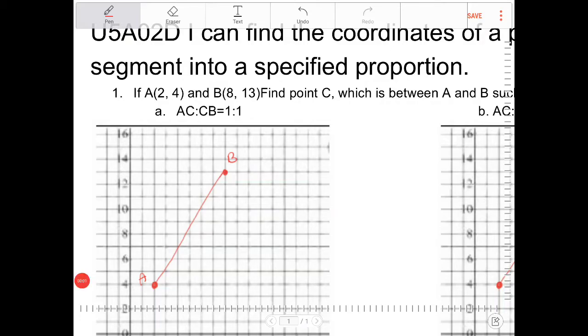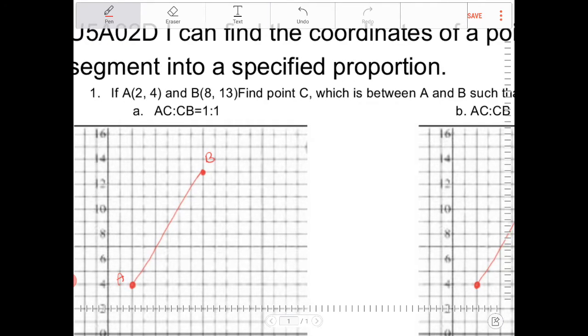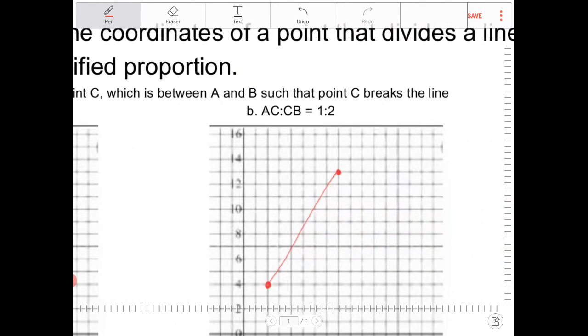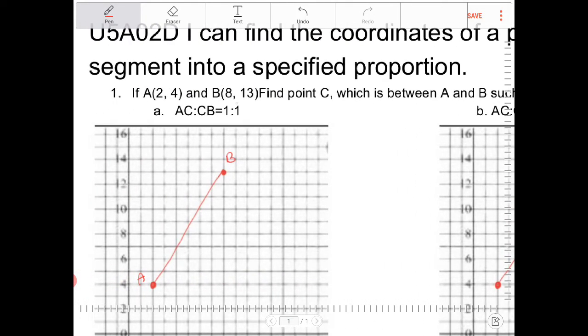Hello students, in this video I will go through exercise U5A02D, where I will be finding a point that breaks a line into specified proportions. Suppose you're given coordinates for A, which is (2, 4), and B, which is (8, 13), and you're asked to find another point in between A and B, called point C, such that C will break the line into proportions of 1 to 1. So how are you going to go about doing this?